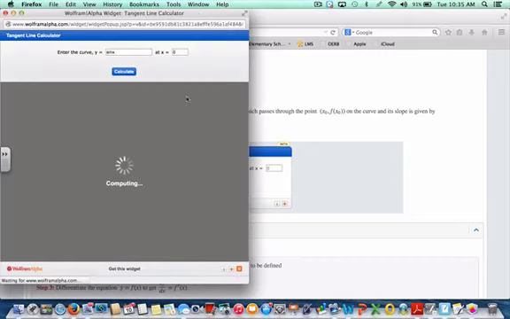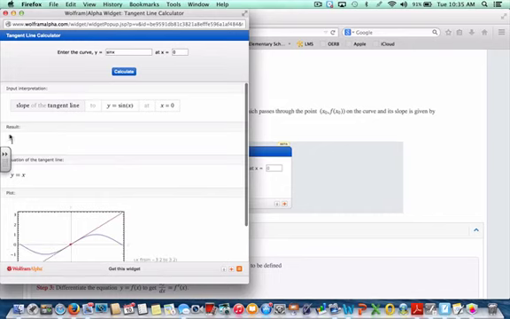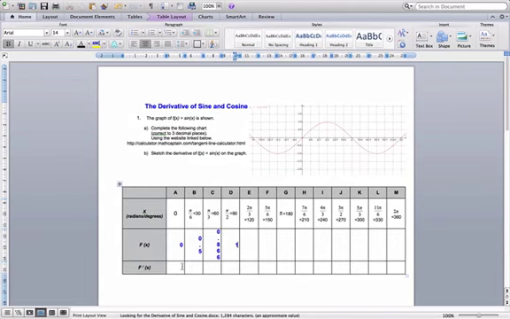So I'm going to hit calculate. The widget will pop up, and what I'm looking for is 1. 1 is going to be the slope of the tangent, and it even gives you a little bit of a diagram. So the tangent at 0 does have a slope of 1. So I'm going to go back and I'm going to input that here.